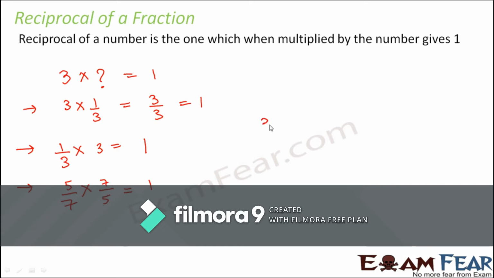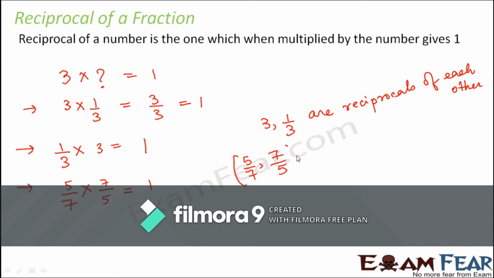So what do we say? We say that numbers like 3 and 1 by 3 are reciprocals of each other. Similarly, 5 by 7 and 7 by 5 are also reciprocals of each other. Take 14 by 3. What would be the reciprocal of 14 by 3? It would be 3 by 14. Right? So these are all reciprocals of numbers.